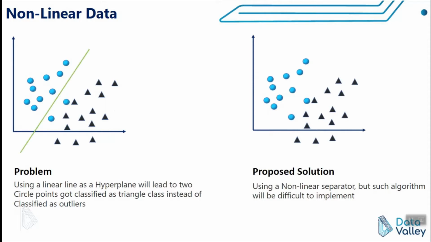So SVM proposed to come up with a different separator, which is not a line at all. It may be a hyperplane, a completely separate plane that can separate our data and suit every point in our data.